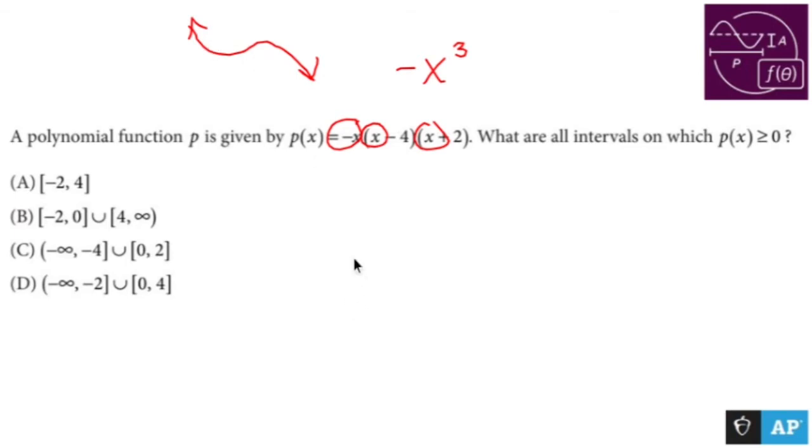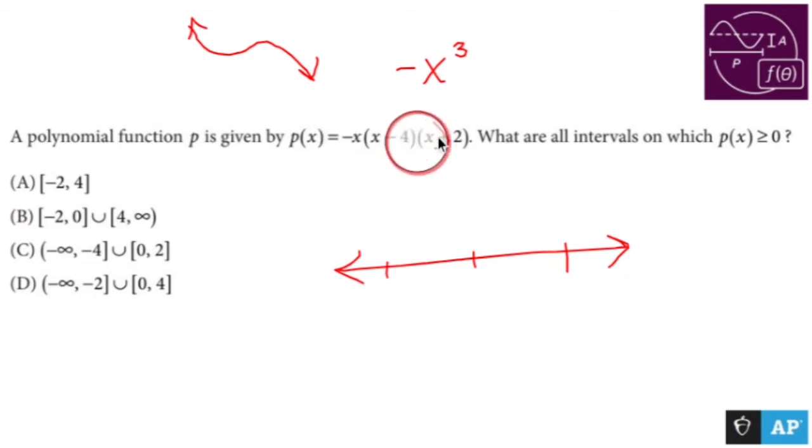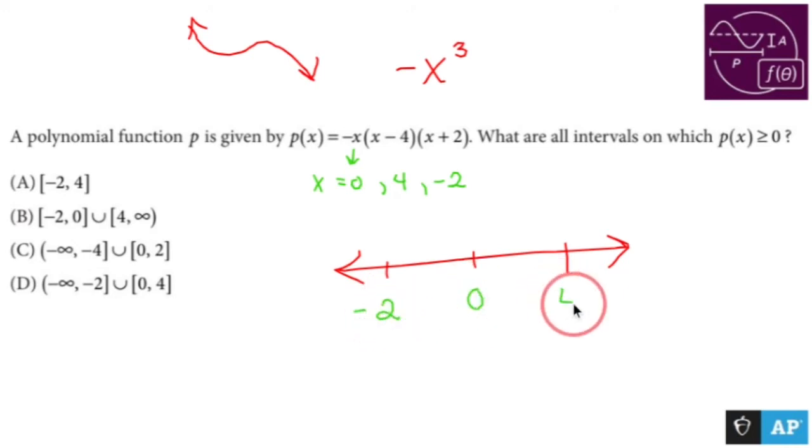Now, I'm going to make over here what's called a sign table. And in my sign table, I'm going to label all of my zeros, which can be found from back in this polynomial. So using the zero product property, I know that one of my zeros is going to be negative x equals 0. So one of my zeros is x equals 0. x minus 4 equals 0, so if you add 4, you get 4. And x plus 2 equals 0, so if you subtract 2, you get negative 2. So my zeros are negative 2, 0, and 4.